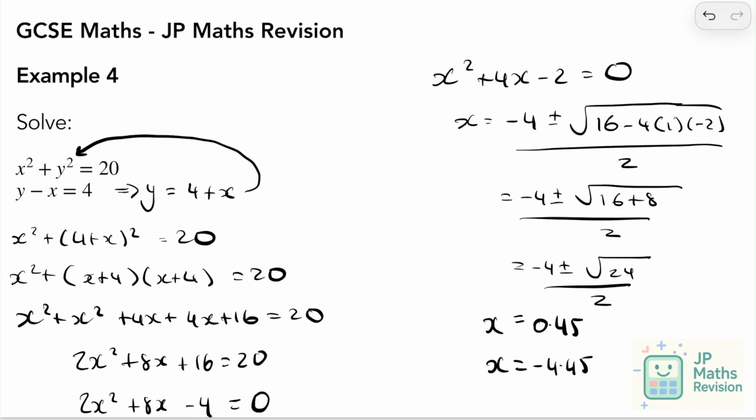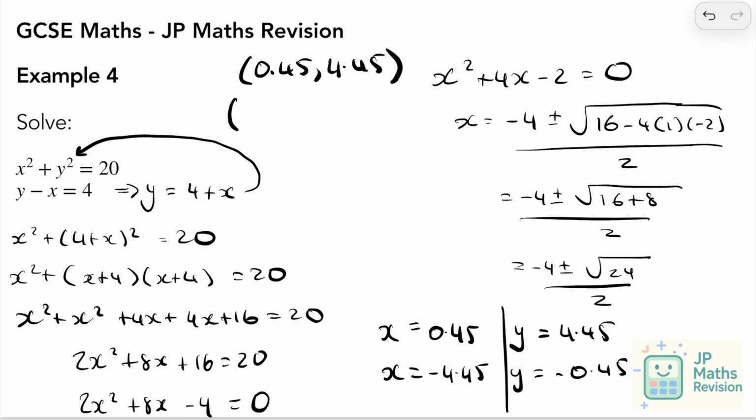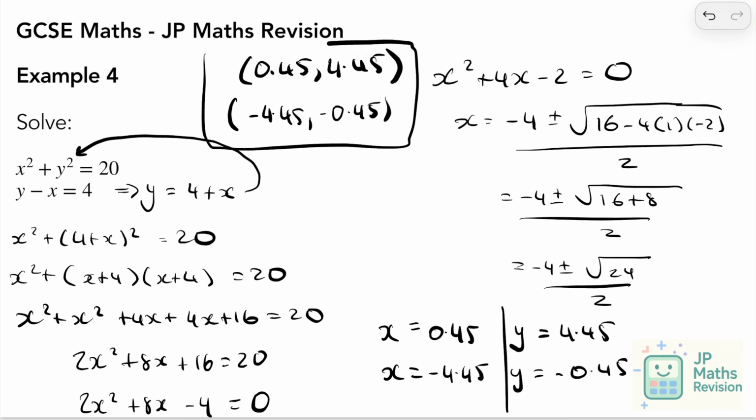So now we need to find the corresponding values of y. So if I do that, I end up with y equals 4 plus 0.45, so that one is 4.45. And the bottom one, I get 4 plus minus 4.45, so in this case, I get minus 0.45. So the pair of solutions to this one, I'm just going to write over here because I've run out of space. So I'm going to write down 0.45, 4.45 as one pair. And then the other one, I'm going to write as minus 4.45 and minus 0.45. So this is my pair of solutions to this one.